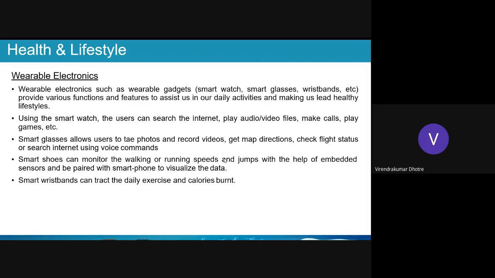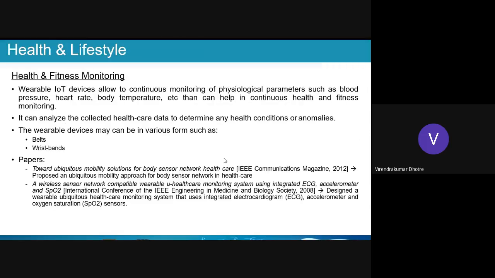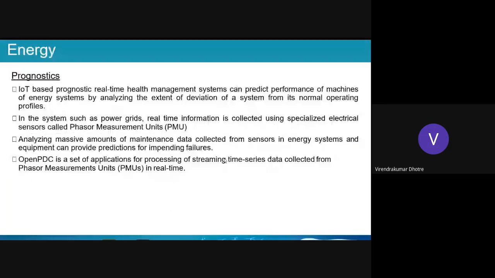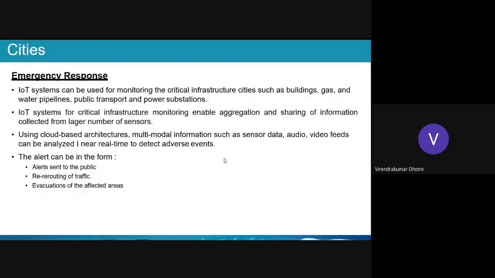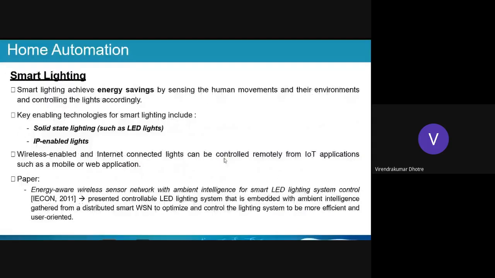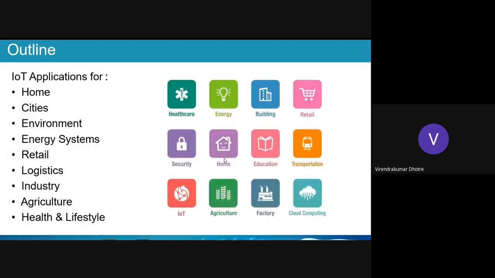So all this kind of wearable electronics is available. Smart wristbands track even daily exercise and calories burnt and calories gained also. So these are the wearable IoT electronic devices by using which we can check the health of a particular person and take necessary actions. So this is another domain. We have discussed many domains in IoT where IoT can be used. These are the applications: smart city, smart home automation system, environment, energy source systems, retail, logistics, industries, agriculture, health, and lifestyle.